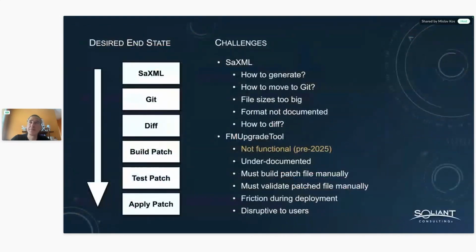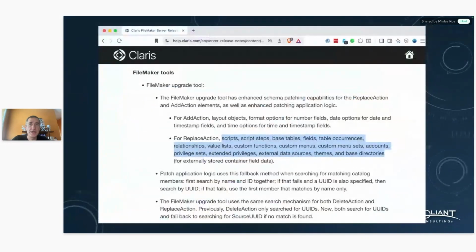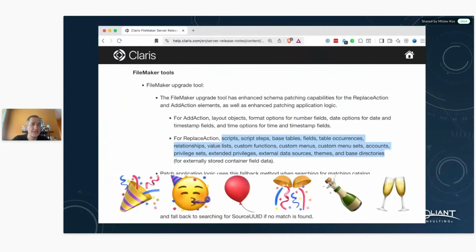Okay, so that was a bit about SaveAsXML, and let's move our attention to the upgrade tool next. As I mentioned, this tool has been largely not functional for a long time, but with the recent release, there's a lot of new catalog objects that are now supported. And I think that's cause for celebration and excitement.